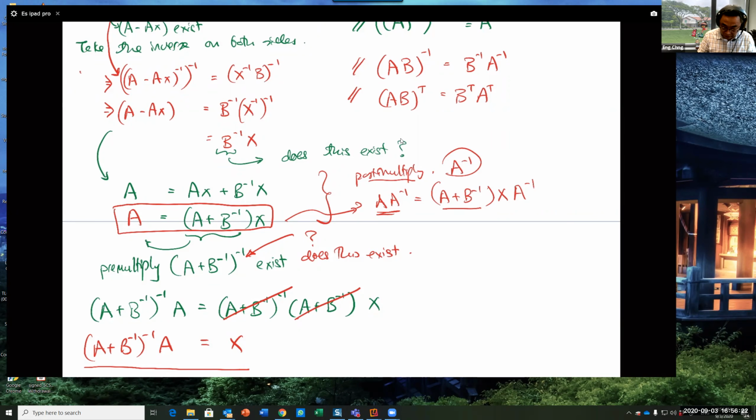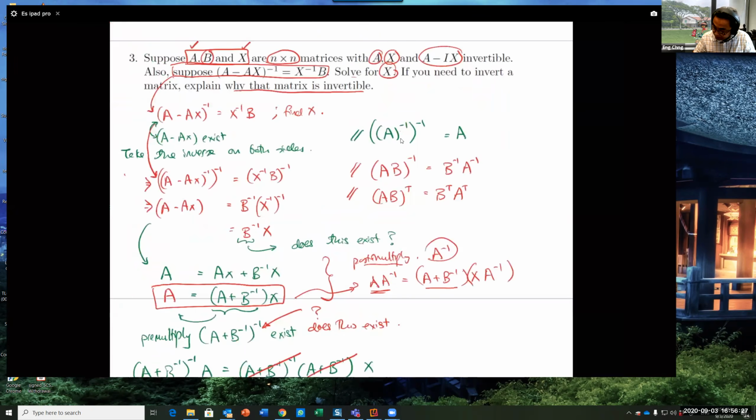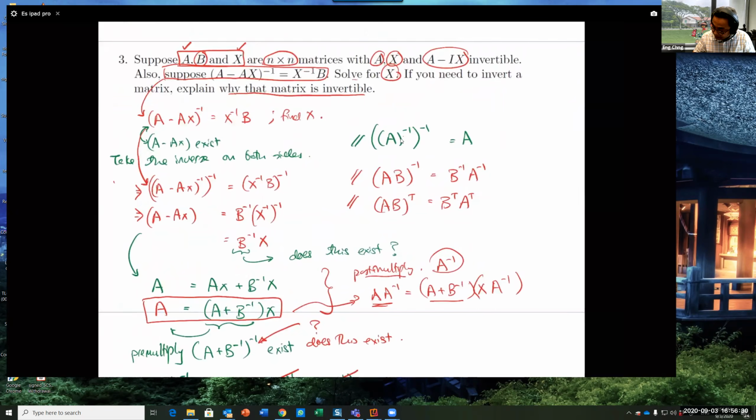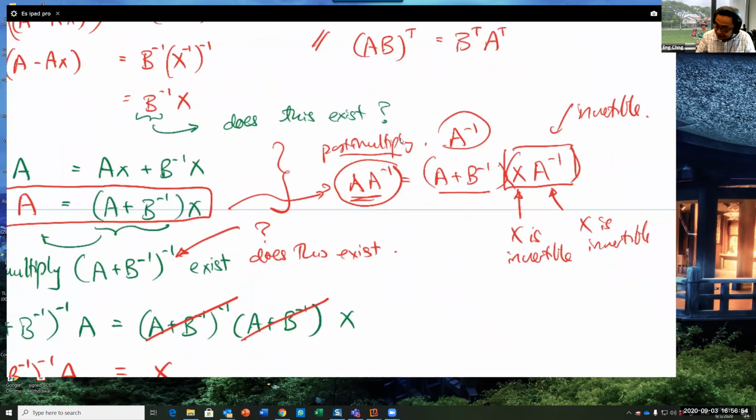Now, remember this, what is given to us? X is invertible. What else is given to us? A is invertible. And therefore, this guy is invertible. And not only that, on the left-hand side, you are given I. So implying this guy is invertible.